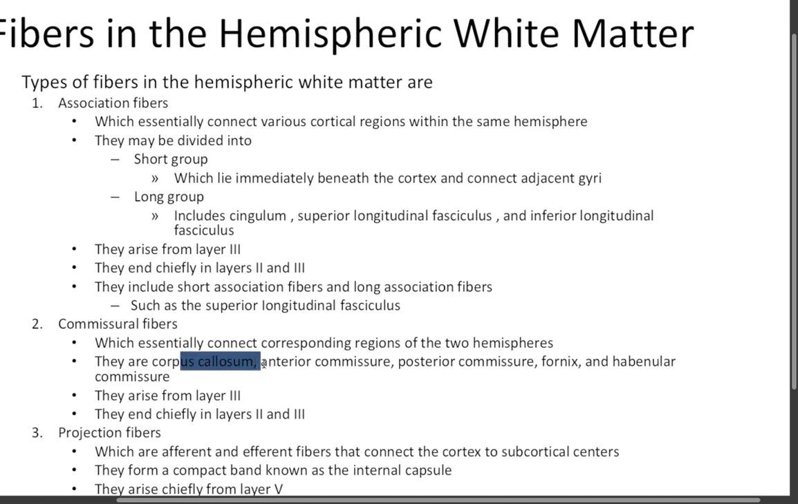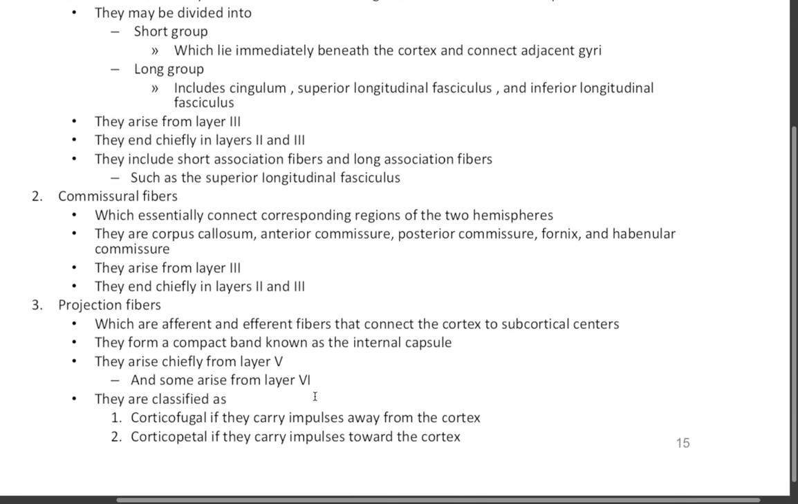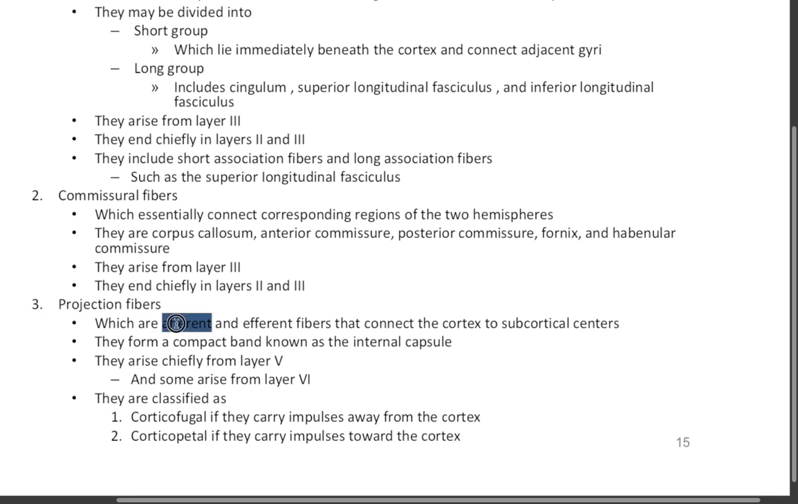Everything you need to know is to memorize those structures. Okay, they arise from layer 3 and, as well as the association fibers, insert into layer 2 and layer 3. Finally, the projection fibers, the afferent and the efferent, as we have mentioned before in the columns. Efferent going away, afferent going into, that connects the cortex to the subcortical centers.